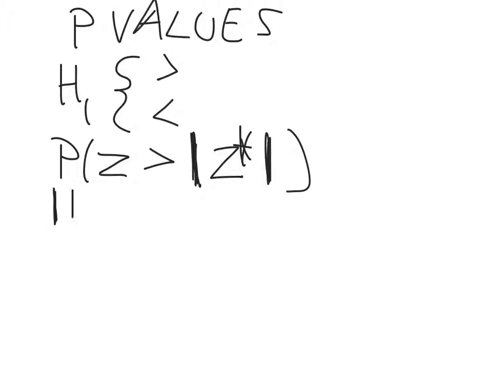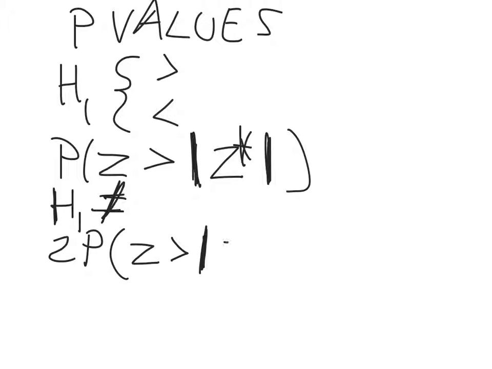Okay? Now, in the case where H1 is a not equal to, it's going to be 2 times the probability that Z is greater than the absolute value of Z star. Okay? So you have to multiply it by 2. Remember the not equal to is a two-sided, it's a compound question, so we need to multiply that probability by 2. So let's take a look at this in the context of exam 3, question 4.